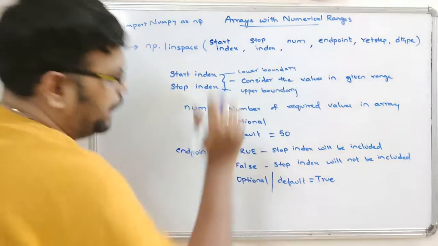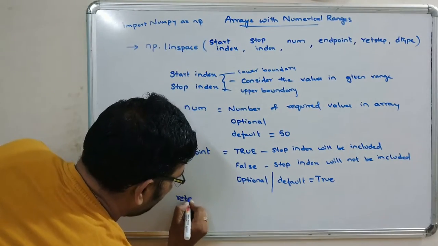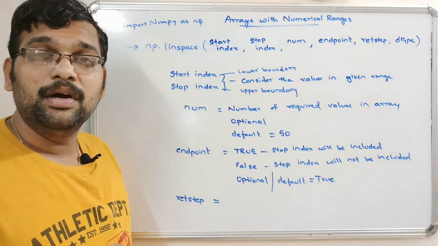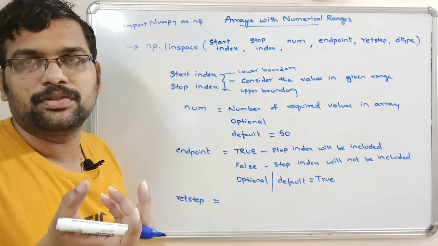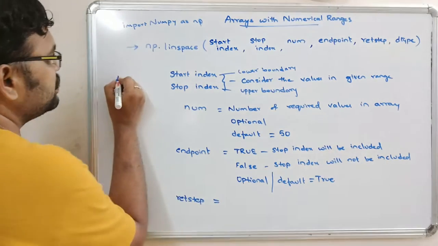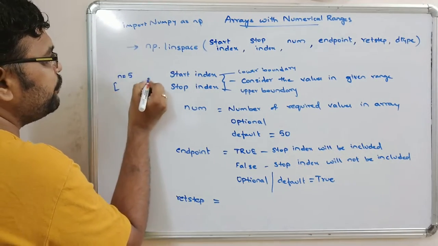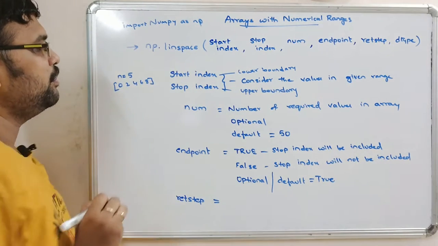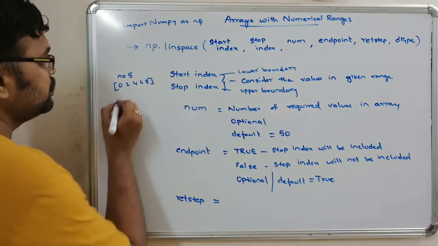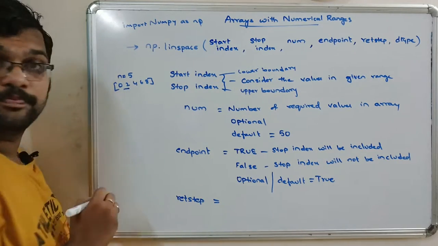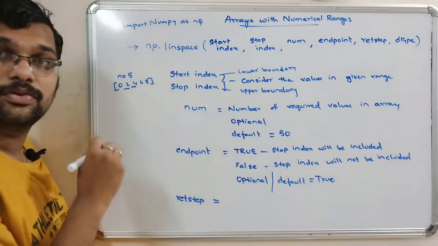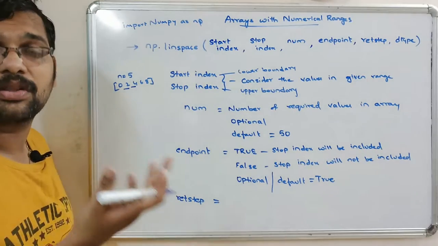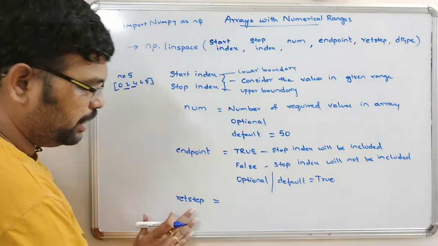And the next one is retstep. Retstep is return step, right? So return step will give the difference between the values. If we get num equal to 5, we will get 5 values here, 0, 2, 4, 6 and 8. So what is the difference between these two? The difference between the samples, or the difference between the elements, or the difference between the values will be given as the return step.